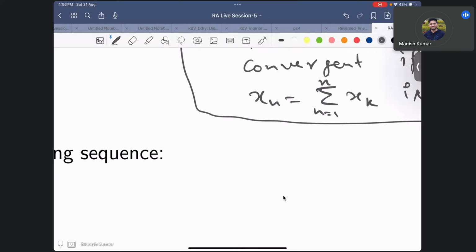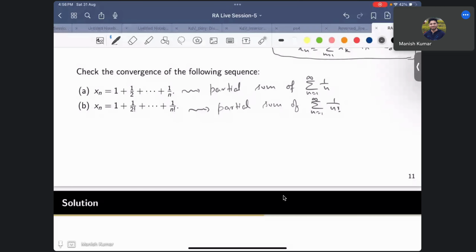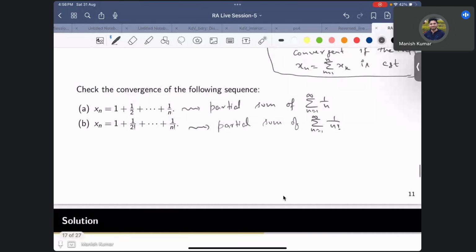And the second one is again a partial sum of the series sum from n equal to 1 to infinity of 1 by factorial n, right? So a and b are nothing but the partial sums of two series. Over here you just have to check the convergence of this sequence. Although this question is about convergence of a sequence, ultimately you are trying to solve whether the series are convergent or not.